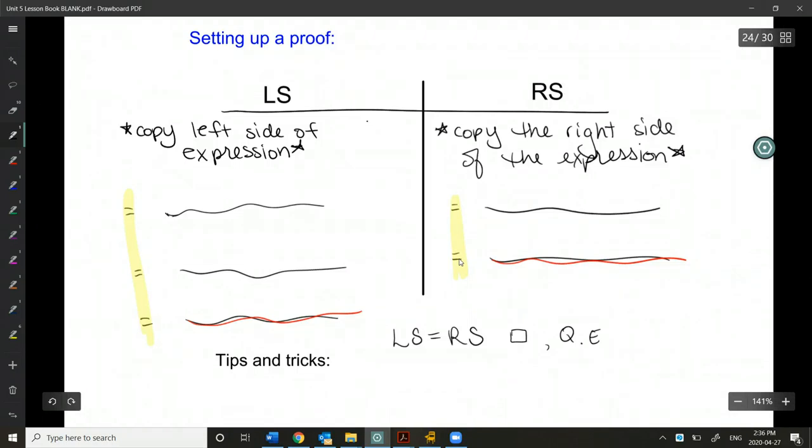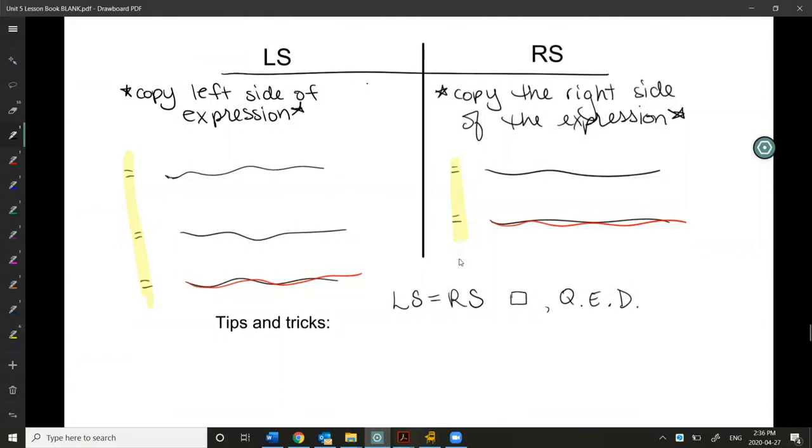Or a lot of mathematicians end off their proofs with a short form of a Latin phrase, which is QED. So in my very poor Latin here, it's quod erat demonstrandum, and it basically just means which was proven above, or which was demonstrated above.